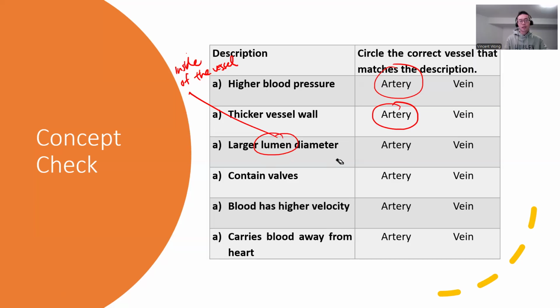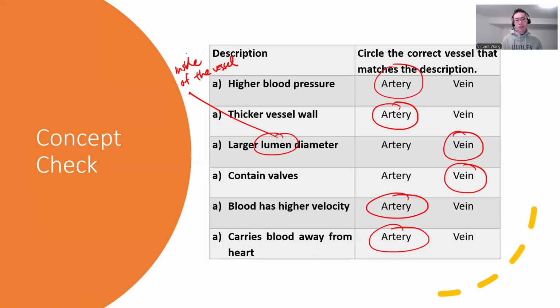So which one has a larger diameter? You remember the picture I showed you, right? With the artery and the veins, the vein is the one that has the larger diameter. Contain valves, that would be the veins. It helps with the venous return. Blood has higher velocity in the artery, right? Slightly higher if you think of the graph. And carries blood away from the heart. That would be the artery.